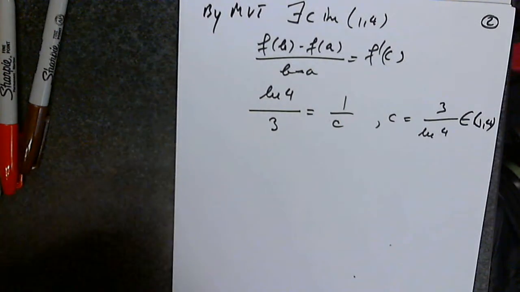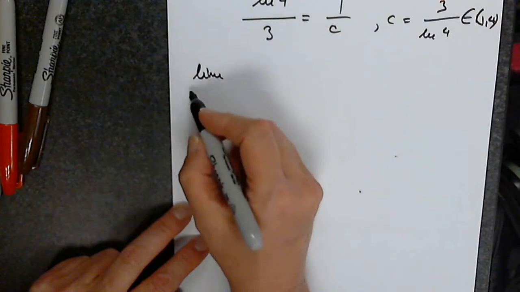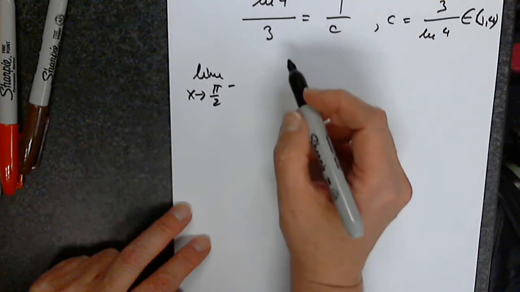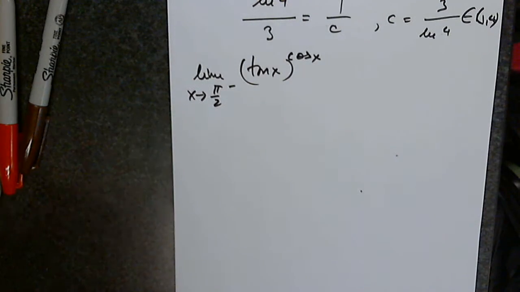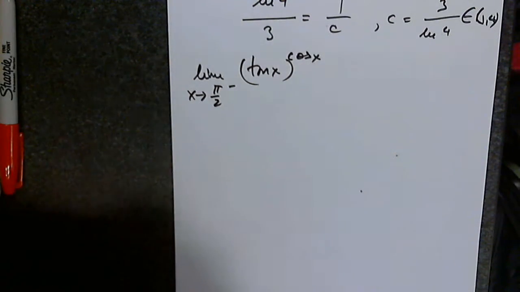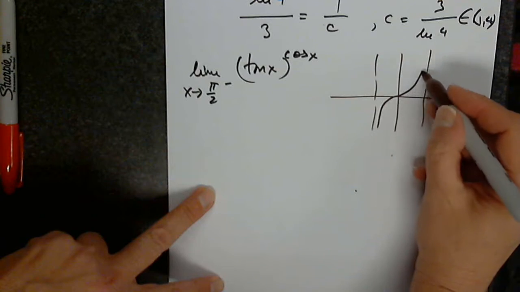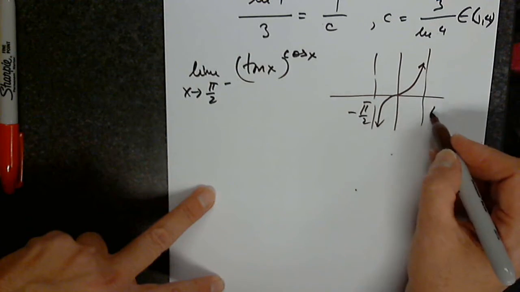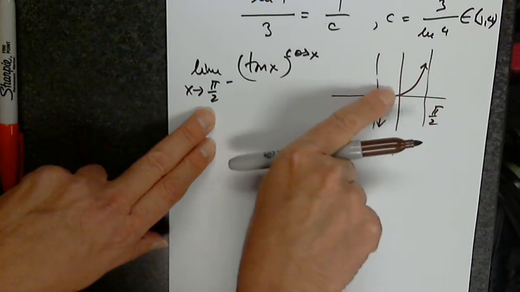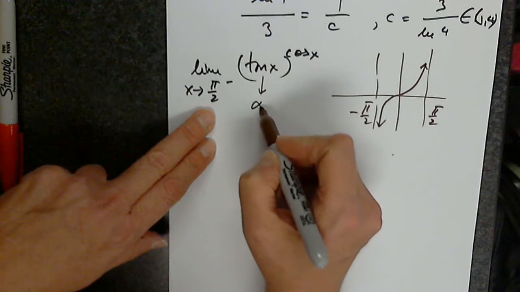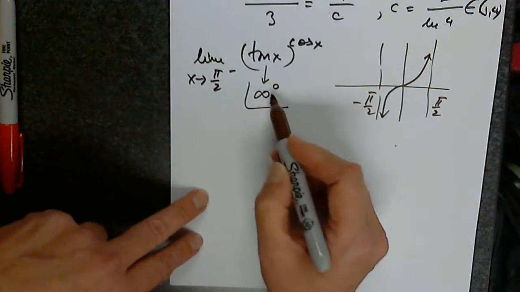Okay, the third problem. In the third problem, we're asked to find the limit as x approaches pi over 2 from the left of tangent x raised to cosine x. And yes, like always, I have to plug it in. I remember the graph of tangent, which is this, with negative pi over 2 and pi over 2. So pi over 2 from the left, this approaches infinity, and cosine of pi over 2 is 0. This is one of the biggest problems possible, right?